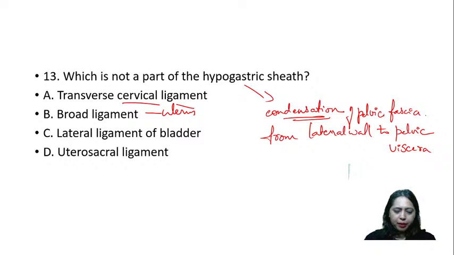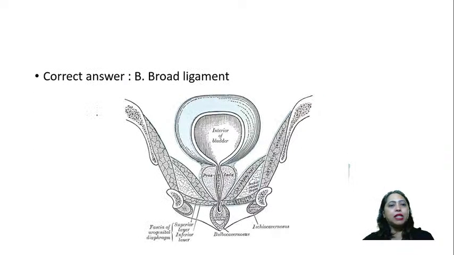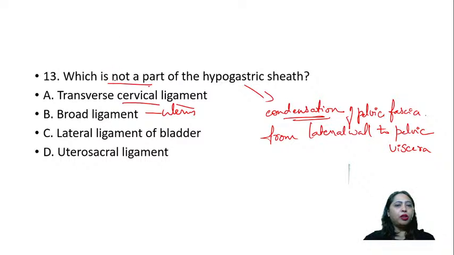So the answer here would be, let's see, broad ligament. Some people think it's broad. Not a part of, not a part of. So you have to think properly. Sanjuna says it is B, broad ligament, and Suman also thinks it is B. The answer is B, that is broad ligament. You are right. It is not a part of the hypogastric sheath. It is a part of the uterus. All right, next one.